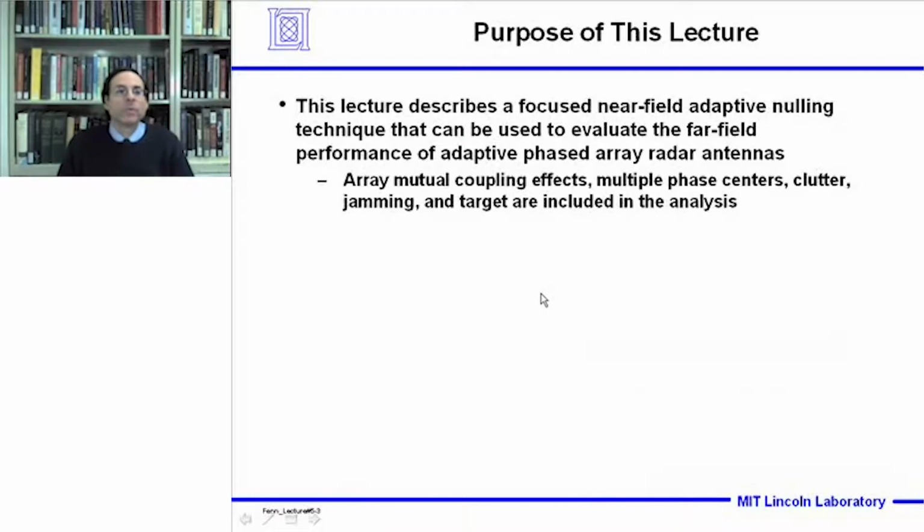So the purpose of this lecture is to describe a focused near-field adaptive nulling technique that can be used to evaluate the far-field performance of an adaptive phased array radar system. In the previous 2 lectures, we had investigated the focused near-field adaptive nulling technique for the case of a linear array with jamming and no mutual coupling. That was in lecture 3. In lecture 4, we looked at the case where we had a linear array and we included the effects of array mutual coupling. Now in this lecture we're going to take into account not only the array mutual coupling, but we're going to have multiple phase centers, clutter, jamming, and target signals included in the analysis.